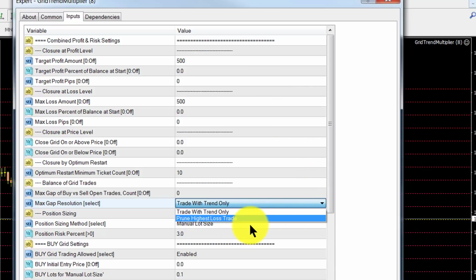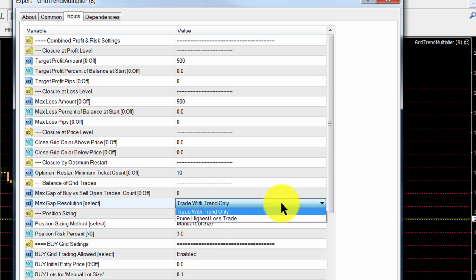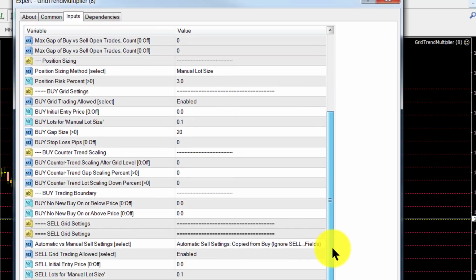Then there's another option, which is to prune the highest losing trade. So the EA is asking you, what do you want me to do when there's a big gap between the number of open buys and open sells? And the other option is just to prune, in other words, close the transaction with the biggest loss. So that's another alternative that you have. So those are 2 changes. The one is the trade with the trend change, and then the other one is the prune the highest loss change. And then there's been a small change to the maximum open trades setting.